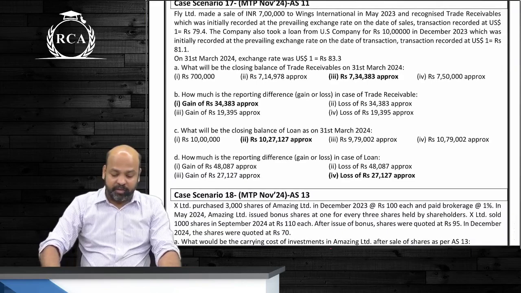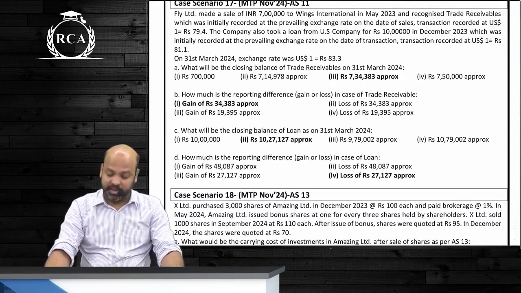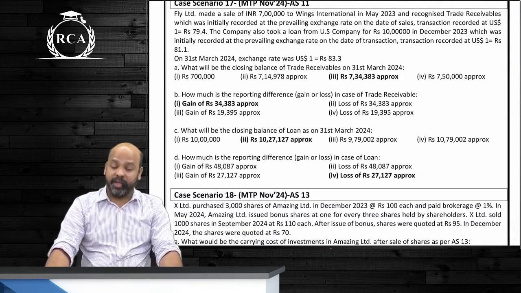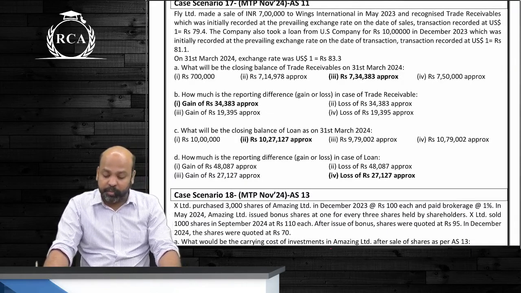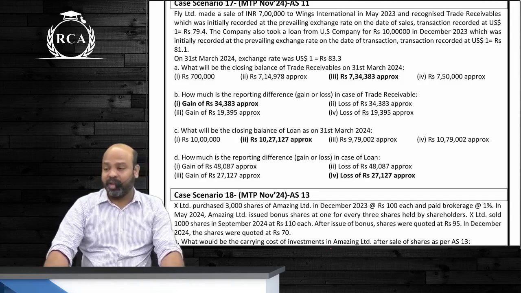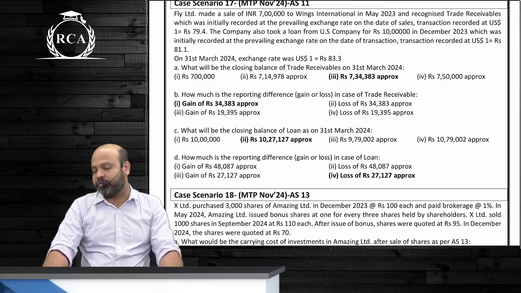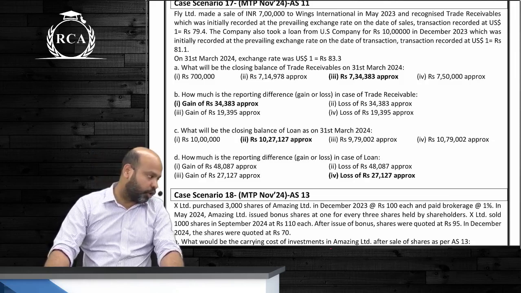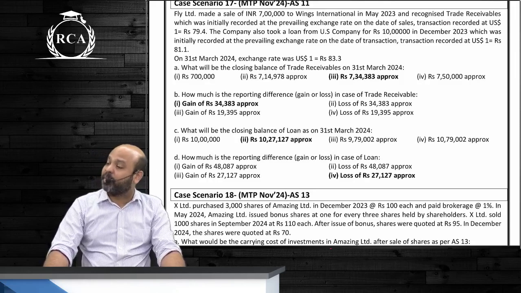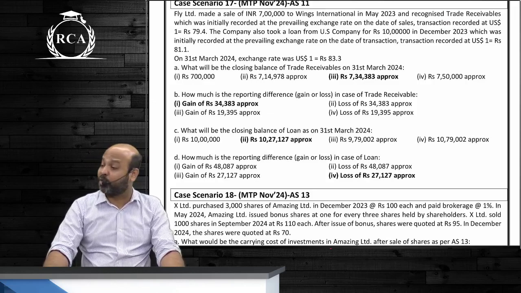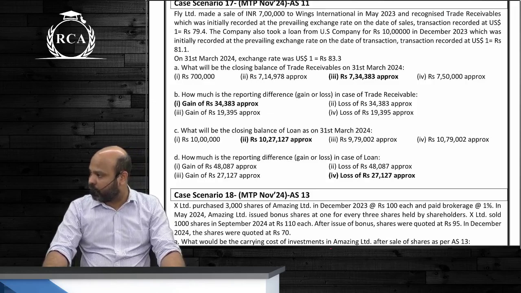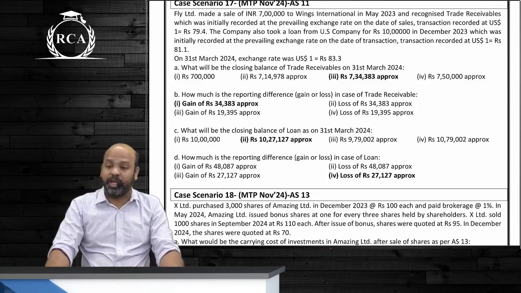Fly made a sale of INR 7 lakh to Wings in May 2023, guys, and recognized trade receivables which was initially recorded at the prevailing exchange rate on the date of sales. AS 11: whenever you enter into any foreign currency transactions, it should be recorded at the exchange rate prevailing as on the date of transaction. On balance sheet date you will have to check if there are any monetary items. If there are any monetary items, they should be restated at exchange rate that is prevailing as on the balance sheet date. The difference will be transferred to P&L account.